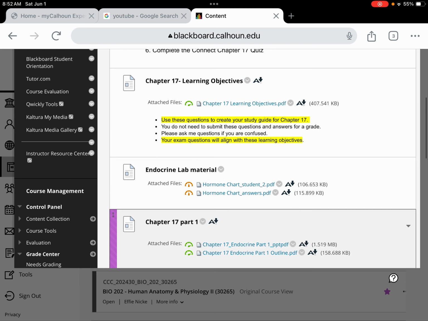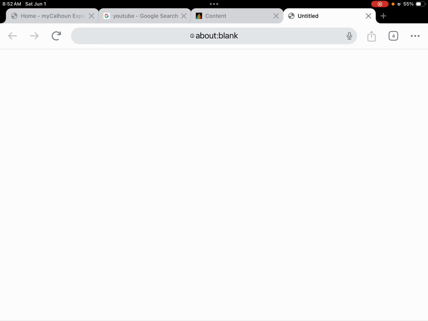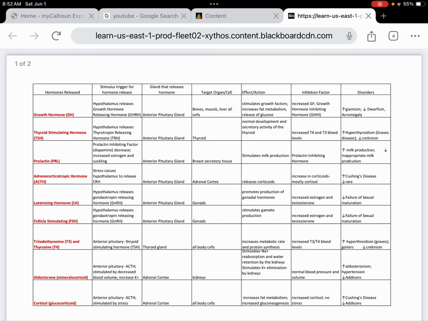Then for the endocrine material, if you want to sort and organize everything, I have the hormone chart for you. I gave you one that has the answers. Usually we would fill these in class. We would go through and fill in the blanks during class time as we were talking about it.